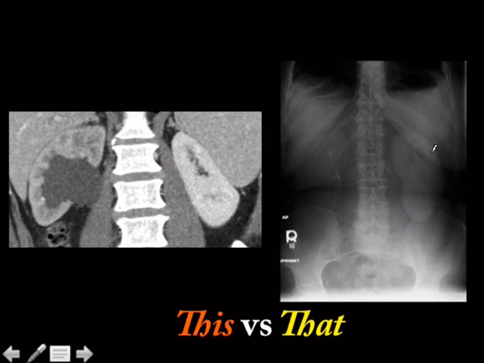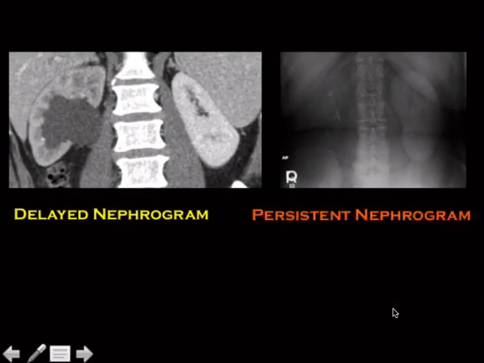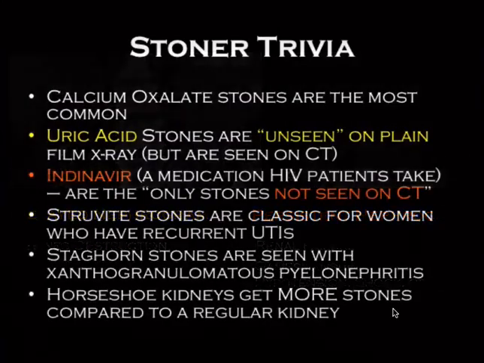Over here, this is the classic way to show a persistent nephrogram, where this person has had contrast hours ago, and then you get a plain film up on the floor, and they have these super bright kidneys. So the delayed nephrogram versus the persistent nephrogram defines obstruction, as I said. Renal failure from hypotension, from a severe contrast allergy resulting in hypotension, shock, ATN.